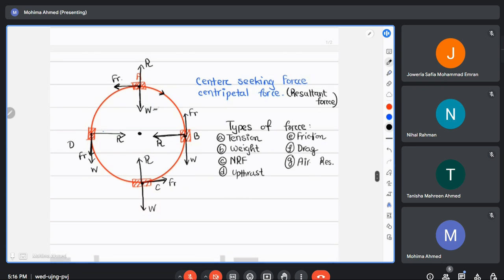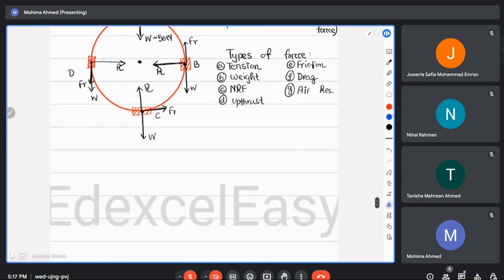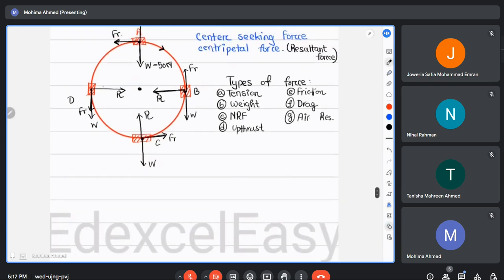Which means that if the value for your weight was 50 Newton and the value for your reaction force was 40 Newton, in that case, at the end, 50 minus 40, you are going to be left with an extra 10 Newton of force towards the center, right? In that case, that 10 Newton of force will be the centripetal force.